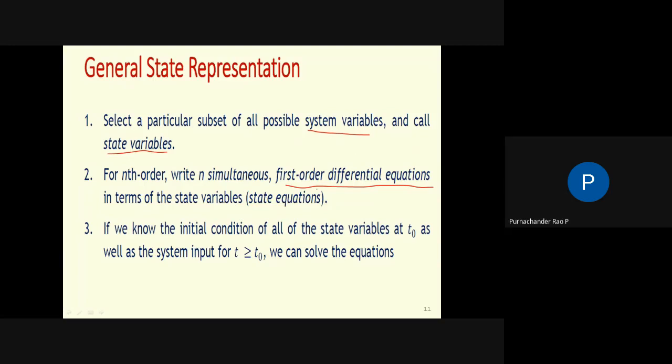Those equations are called the state equations. You get the state equation in terms of the state variables and also the input variable. Now, if we know the initial condition of all the state variables at time t naught, as well as the input for t greater than t naught, then we can solve these equations. If you know the input and the state variables at time t naught, then you can easily solve the equations.